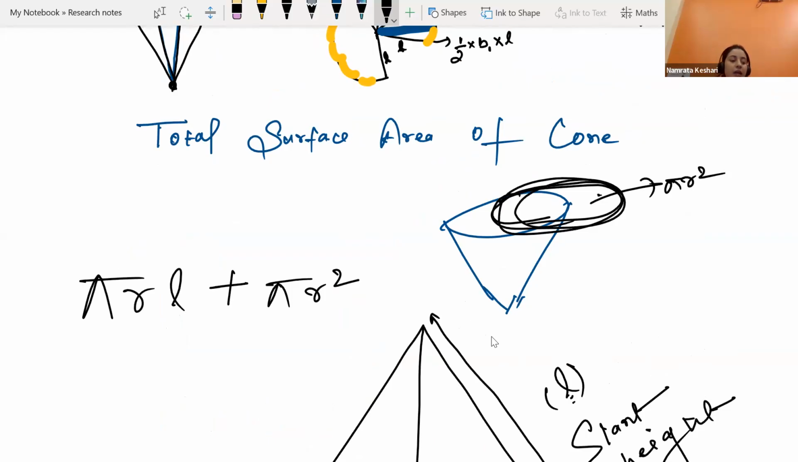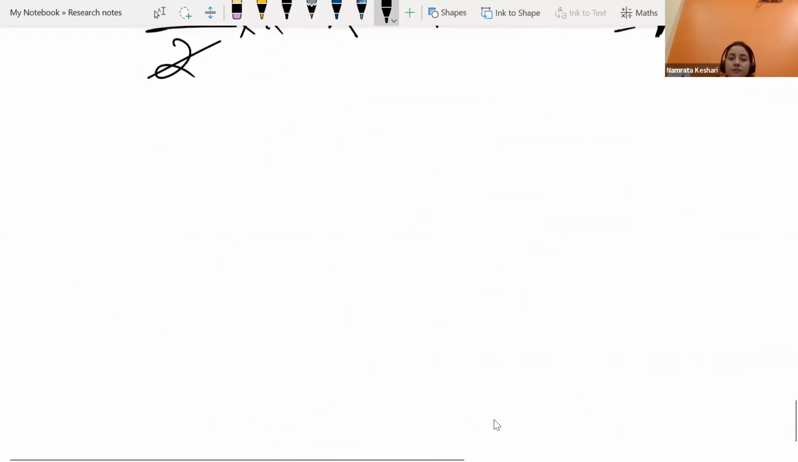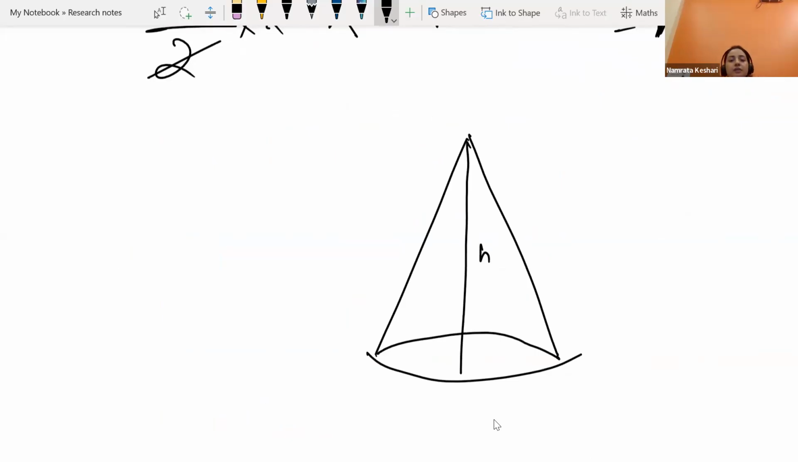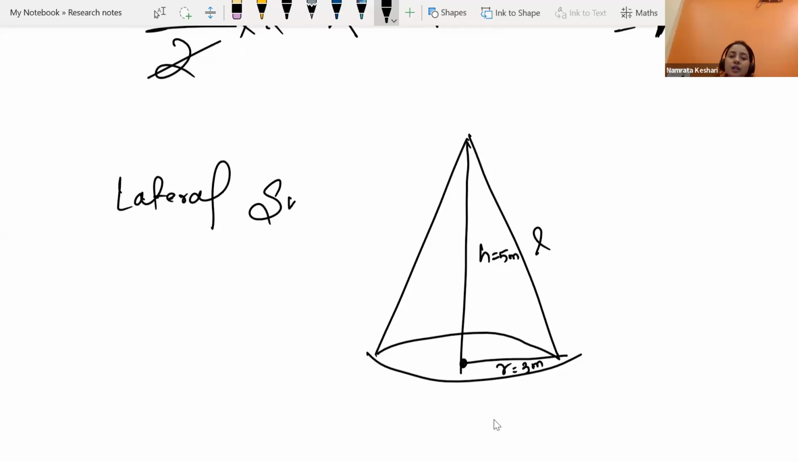Now suppose you have a cone, and here the height is given and the radius of the base is given, but L is not given. I am telling you that the height is 5 meter, and the radius of the base is, let's say, 3 meter. L is not given, but you have to find the lateral surface area. How will we find the lateral surface area of the cone?